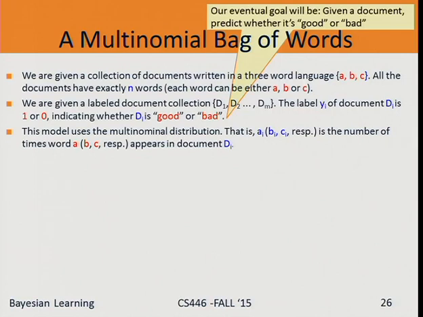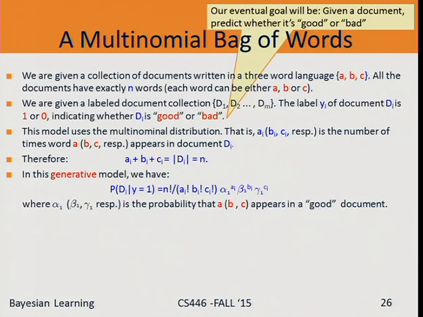We're going to assume that the model uses the multinomial distribution, that is, Ai, Bi, Ci is the number of times I've seen each word in a document Di, which means the sum of these is N. All the documents have the same length. And I'm assuming the following generative model. I'm assuming that the probability of Di in a good document is the multinomial coefficient, N factorial divided by Ai factorial, Bi factorial, Ci factorial, times alpha 1 to the Ai, where Ai is the number of times I've seen A. Beta 1 to the Bi, the number of times I've seen B. Gamma 1 to the Ci, the number of times I've seen C.